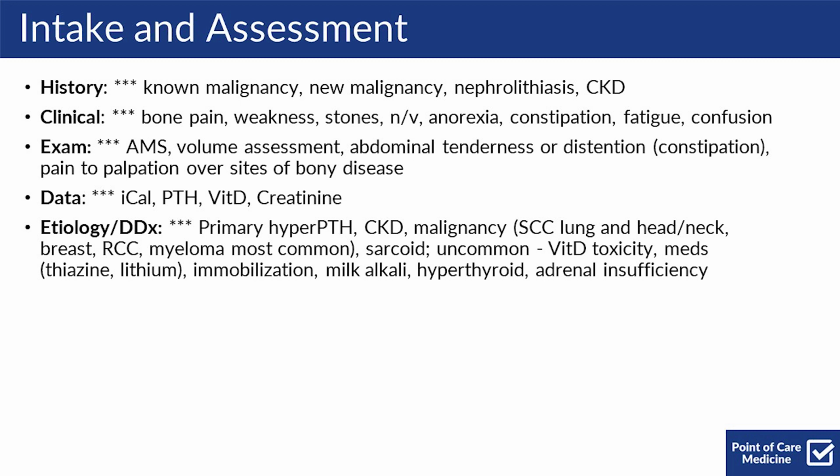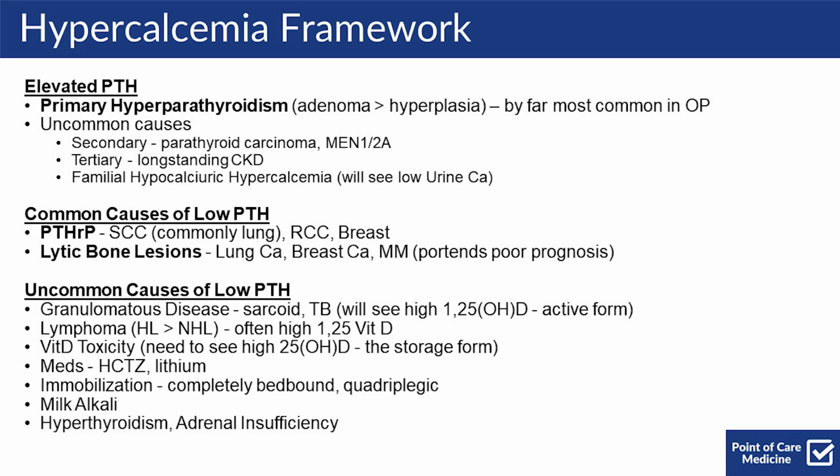In terms of etiology and differential diagnosis, we'll go over this in a little bit, but the main things to be thinking about are primary hyperparathyroidism, which is more commonly seen in the outpatient setting. You should really be on the lookout for malignancies when people present with severe hypercalcemia in the inpatient setting. In terms of a framework, the first branch point is whether or not the PTH is elevated or not. If it is elevated, that's most likely primary hyperparathyroidism and more commonly caused by an adenoma instead of hyperplasia. And again, this is by far the most common thing that you'll see in the outpatient setting.